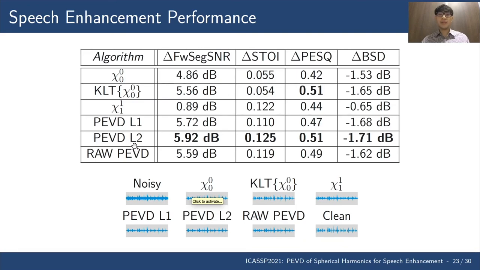After polynomial EVD L2, the eigenbeam that's directed at the source, chi11, gives the best STOI.